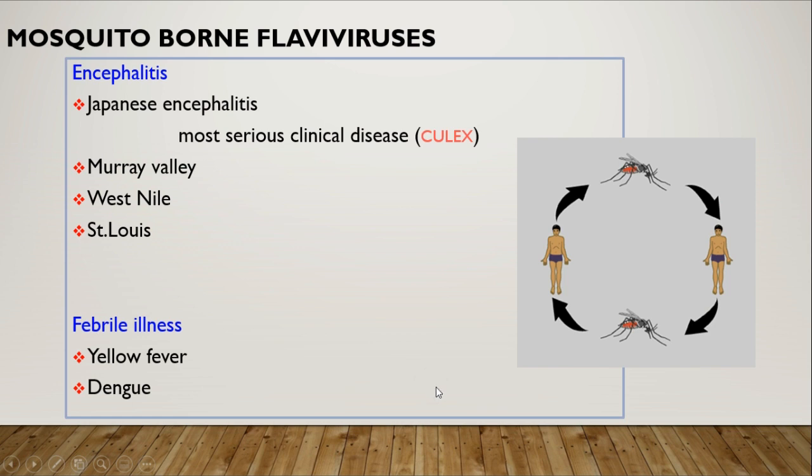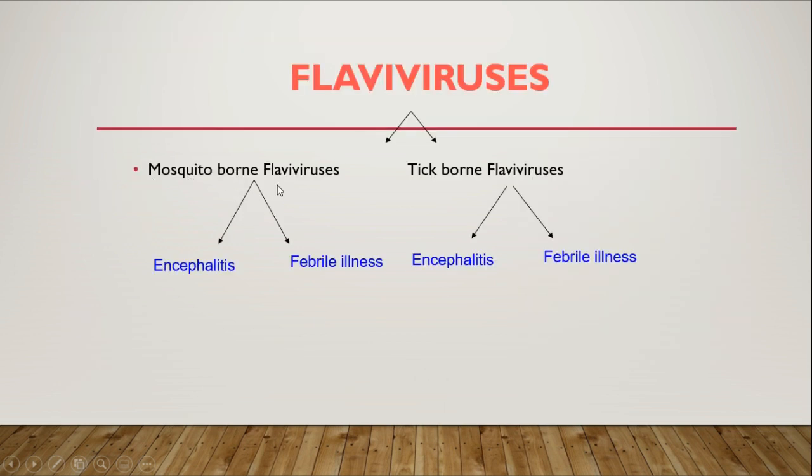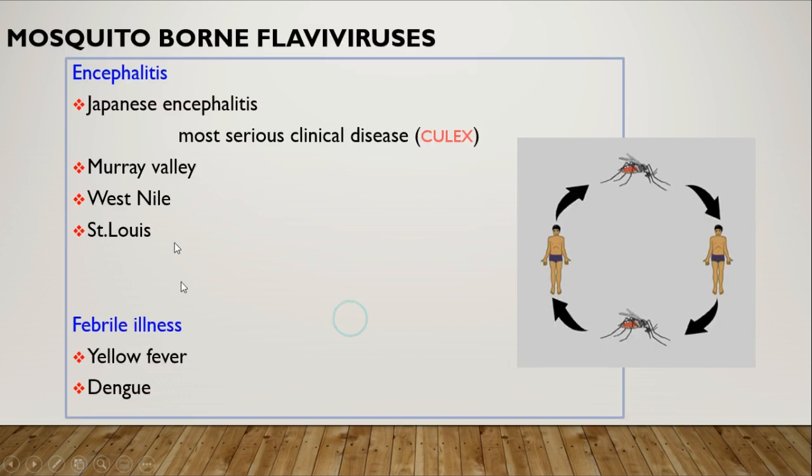Let's talk about the mosquito-borne flavivirus. I'm talking about this one. Of course, only the vectors are different, but the clinical presentations are almost the same with varying degrees of severity. So let's learn about mosquito-borne flavivirus. Mosquito-borne flavivirus can bring encephalitis and can also cause febrile illness.